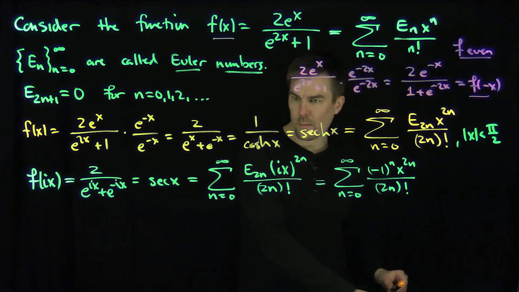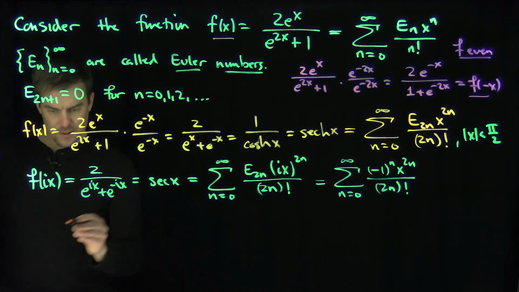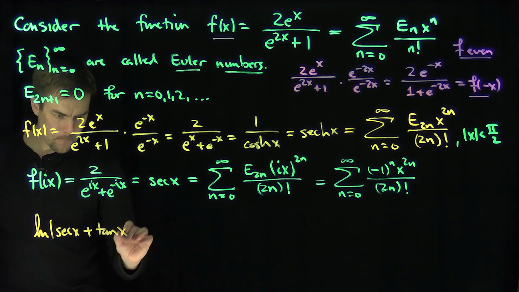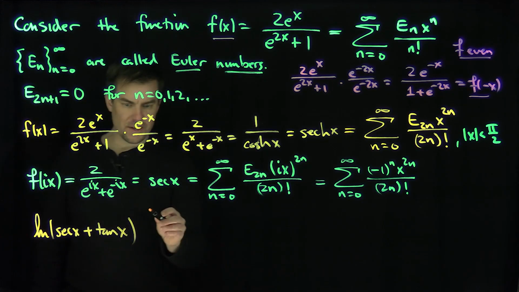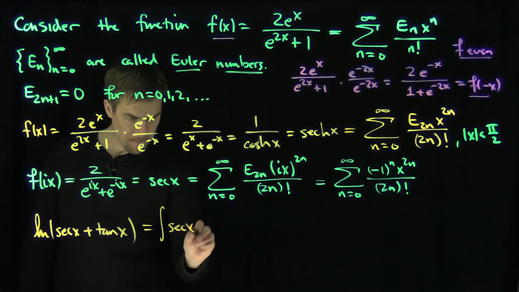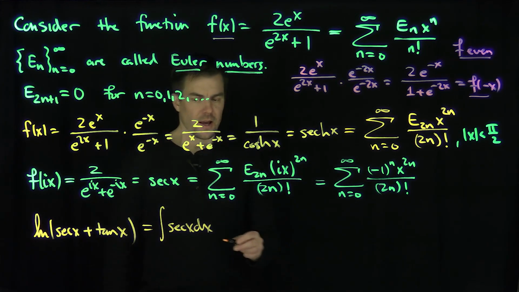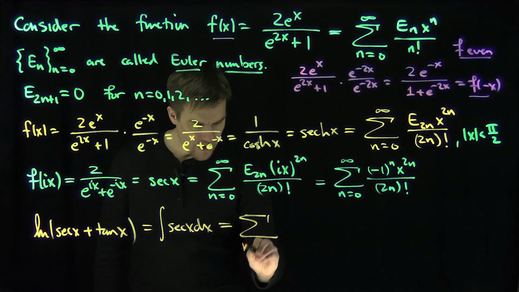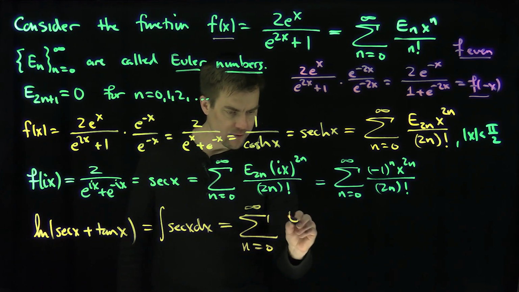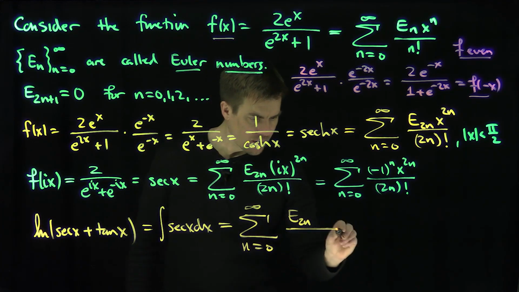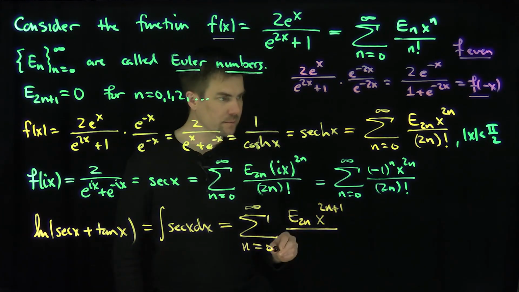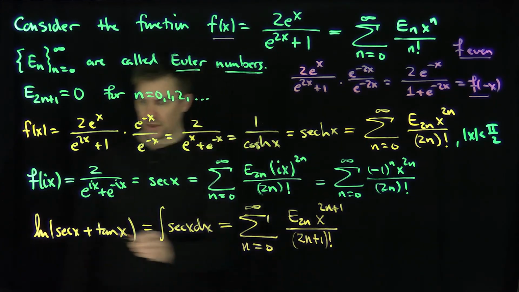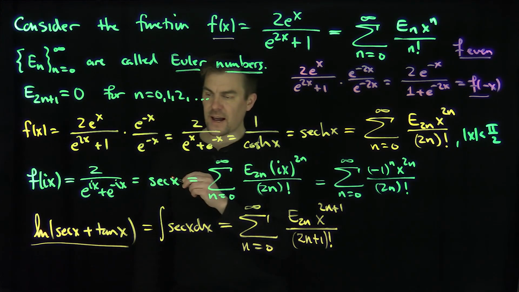All right, great. And so now I get one more result from this. We know that the integral of secant is the natural log of secant x plus tangent x. That's an antiderivative of secant, the integral of secant of x dx, up to a constant, of course. And so I can just integrate this series and conclude that the sum, n goes from 0 to infinity, of the 2n Euler number, x to the 2n plus 1 over (2n plus 1) factorial, is the Taylor expansion for the natural log of secant x plus tangent x at the origin.